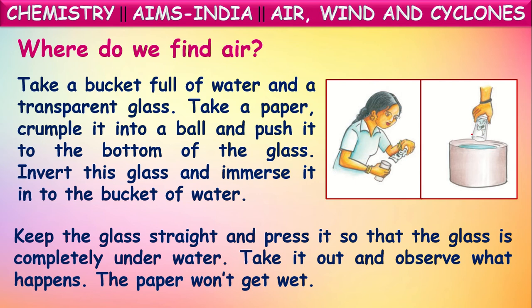Because inside this transparent glass, there is air. Air won't let the water enter into the glass because that space in the glass is already occupied by air. This proves that air occupies space. That is why water could not enter into the glass, and hence the crumpled paper ball is still dry. This proves that air occupies space.